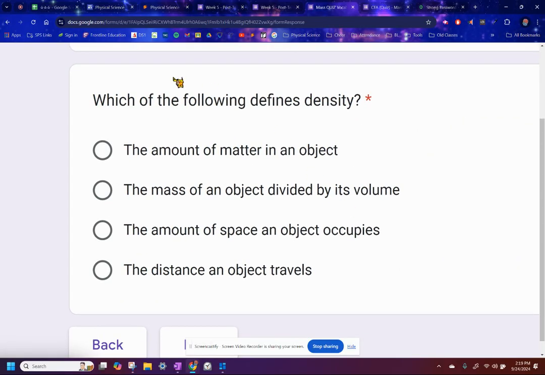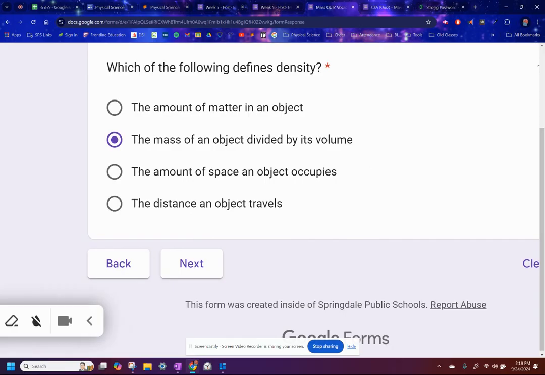Which of the following defines density? Density is something divided by volume, mass divided by volume. So here it is. Next.